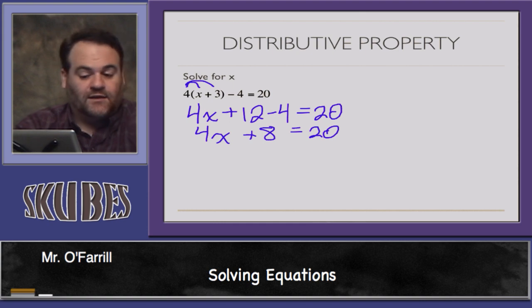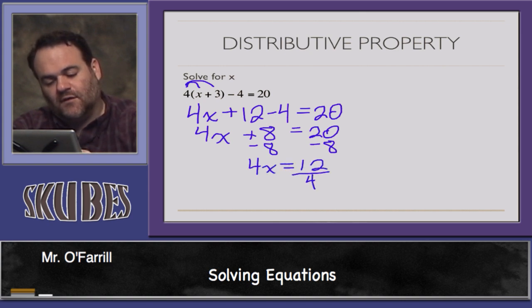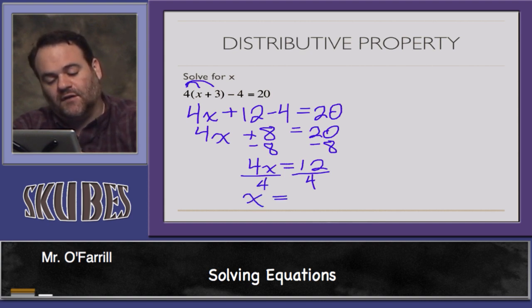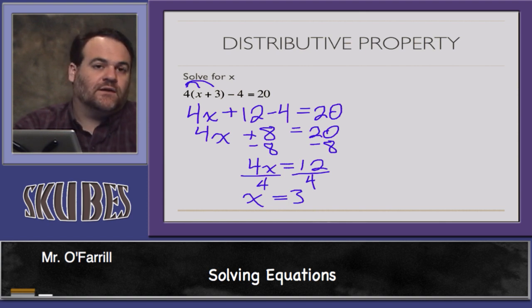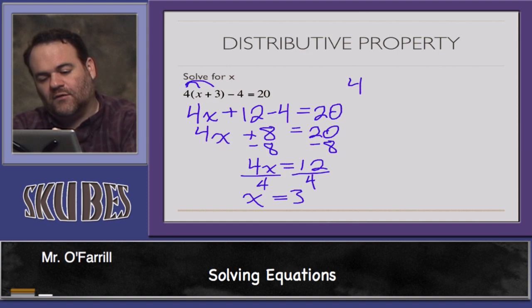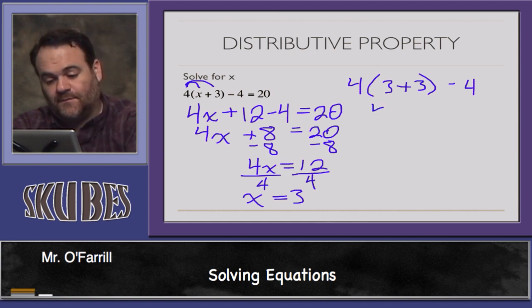We just need to isolate the variables. Subtract 8 from both sides. 4x equals 12. And then we divide both sides by 4 to find that x equals 3. Let's go ahead and check that just to make sure. We're saying that 4 times 3 plus 3 minus 4 is going to equal 20. 3 plus 3 is 6.